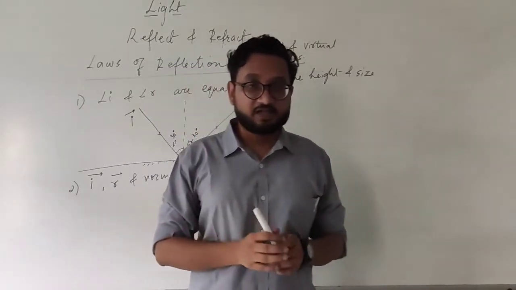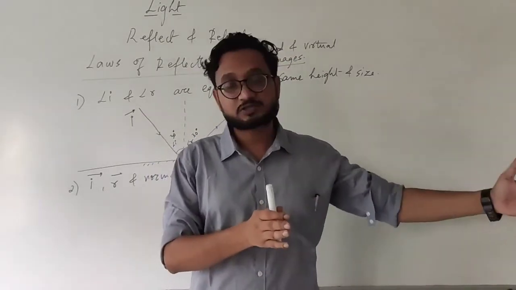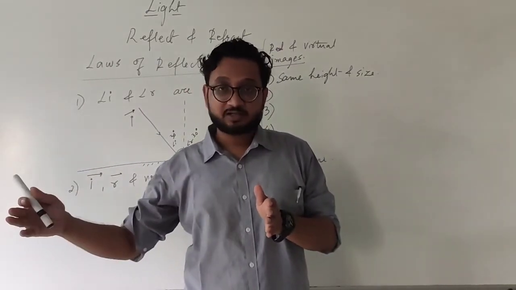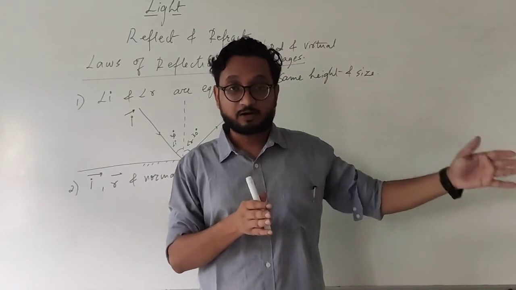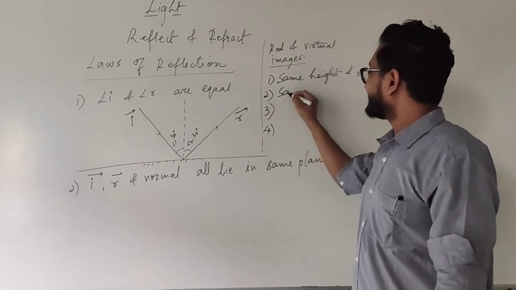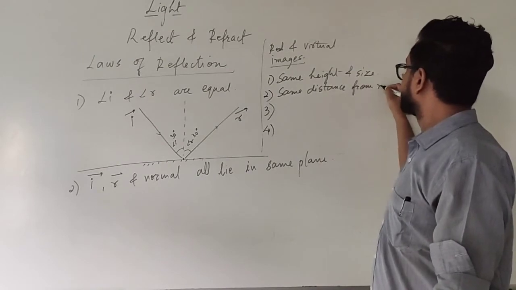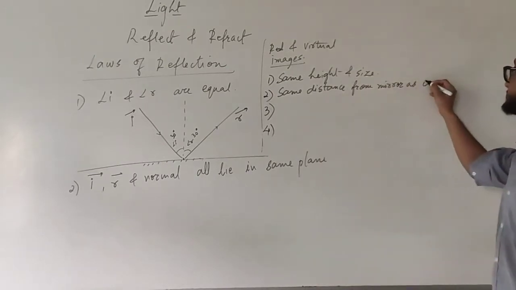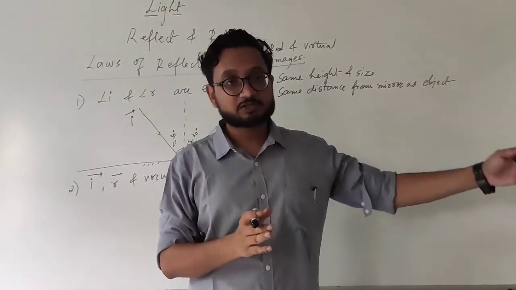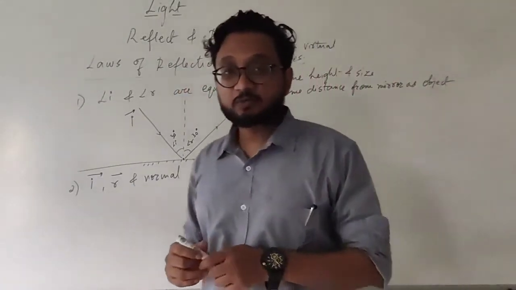The second one is, if you are standing 1 meter away from the mirror, then the image inside will also be 1 meter away. That means the distance between the object and the mirror, and the distance between the image and the mirror, will remain the same. So we can say that it is at the same distance from the mirror as the object. Whatever the distance of the object from the mirror, the image will also be at the same distance inside the mirror.